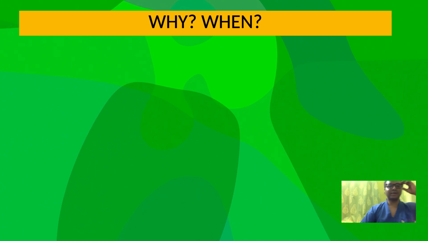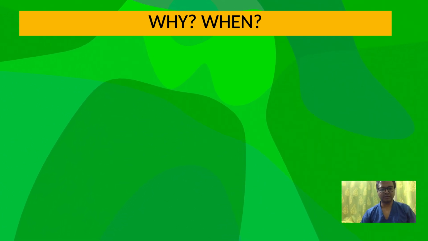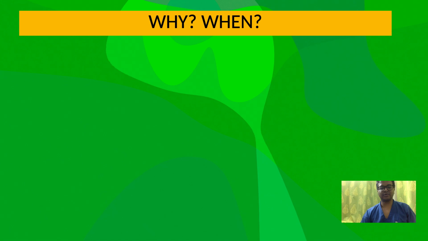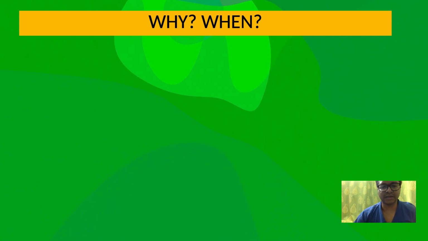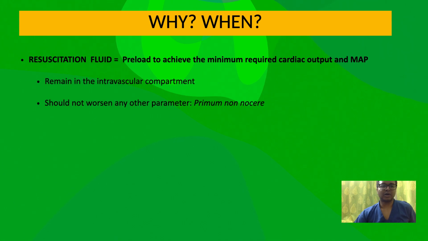So now that we have talked about the physiological basis of fluid therapy, we should be ready to answer the first question, that is why to give fluids or when to give fluids. So now we know that resuscitation fluid is given in shock states to achieve a minimum preload, so that we maintain a minimum cardiac output, so that our organ perfusion is not hampered. And for obvious reasons, since we're trying to restore the intravascular fluid compartment, all our resuscitation fluids are ideal if they stay in the intravascular compartment and do not move out of it.